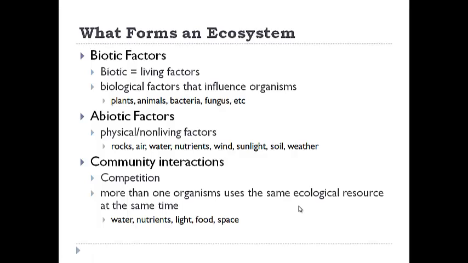You can separate the living and non-living things in an ecosystem. You have the biotic factors and the abiotic factors. And as a review, biotic means living, and that would be the plants, animals, bacteria, and fungus. Abiotic would be the rocks, air, water, nutrients, wind, sunlight, soil, and weather.